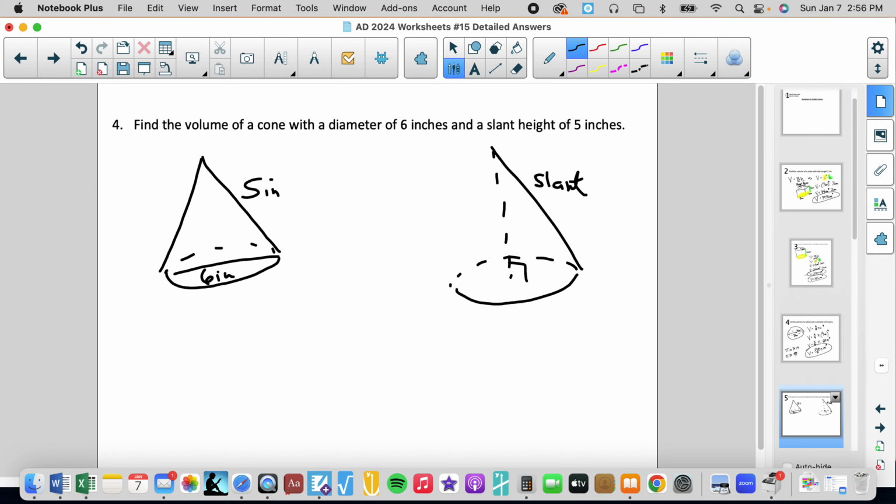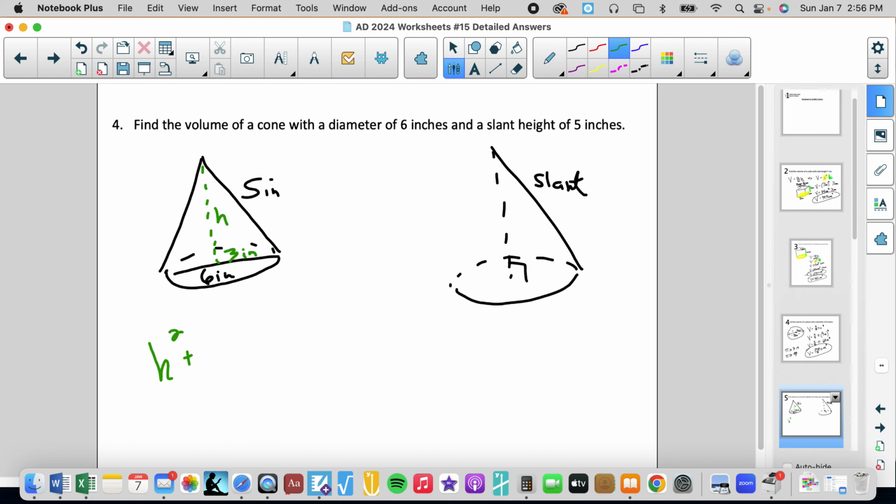So slant height deals with surface area. This is a trick question. So we're going to have to do a little Pythagorean theorem here. This is going to be 3 inches. That's the radius. So I'm given the hypotenuse, and I need to find the leg. So I need to find that.